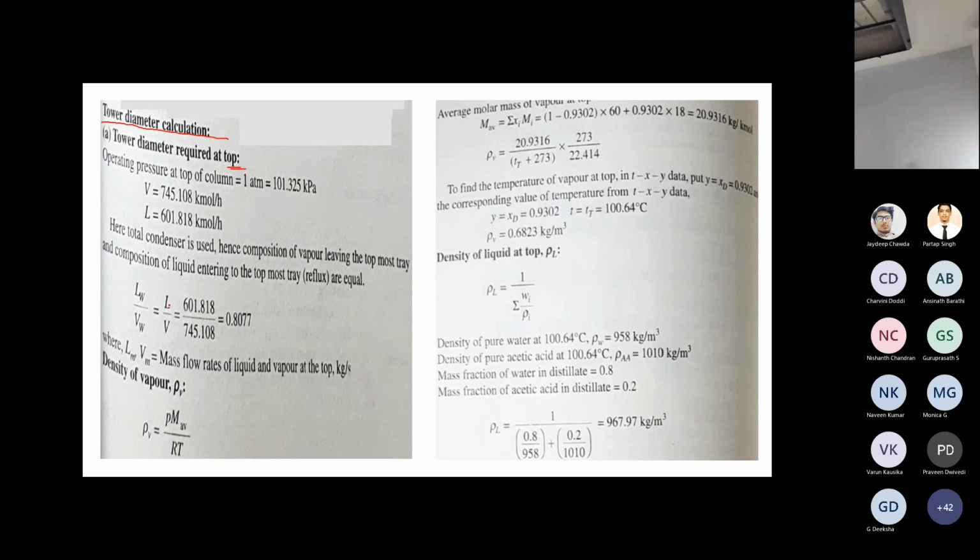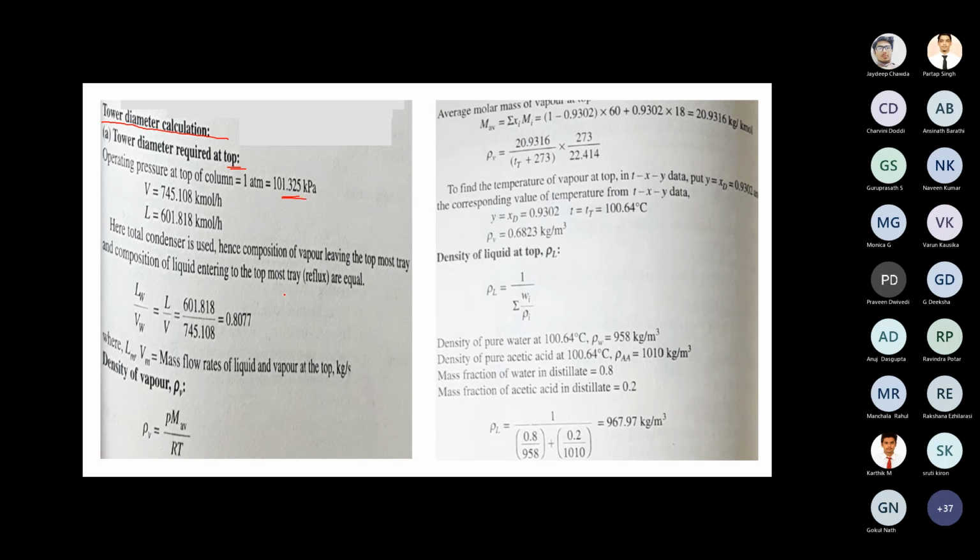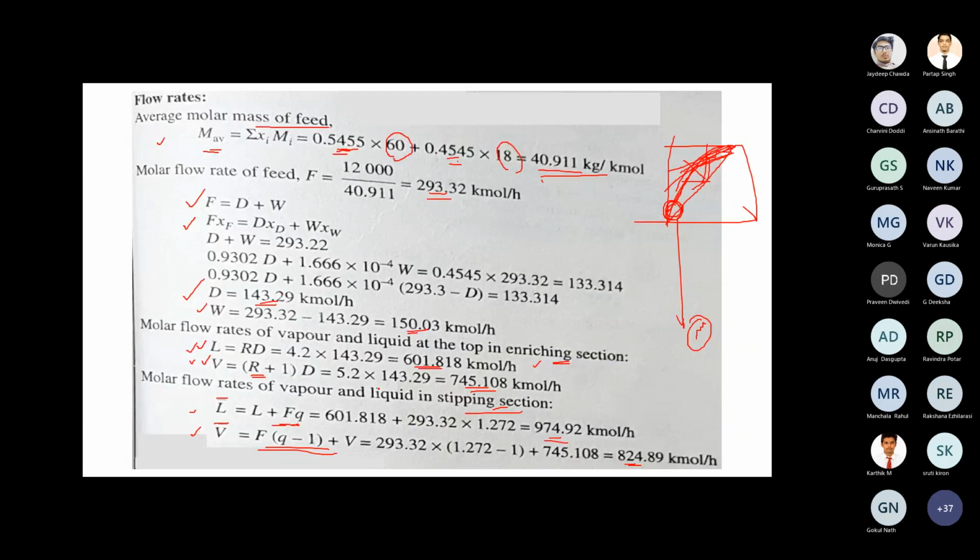First we are going to the top. The operating pressure at the top of the column is 1 atmosphere. V and L we have calculated, 601.8 and 745.1. The vapor and liquid flow rates are calculated in terms of kilomoles. Here a total condenser is used, hence the composition of vapor leaving the topmost tray and the composition of liquid entering the topmost tray are equal. This is the condition for a total condenser. So calculate this LW by VW.